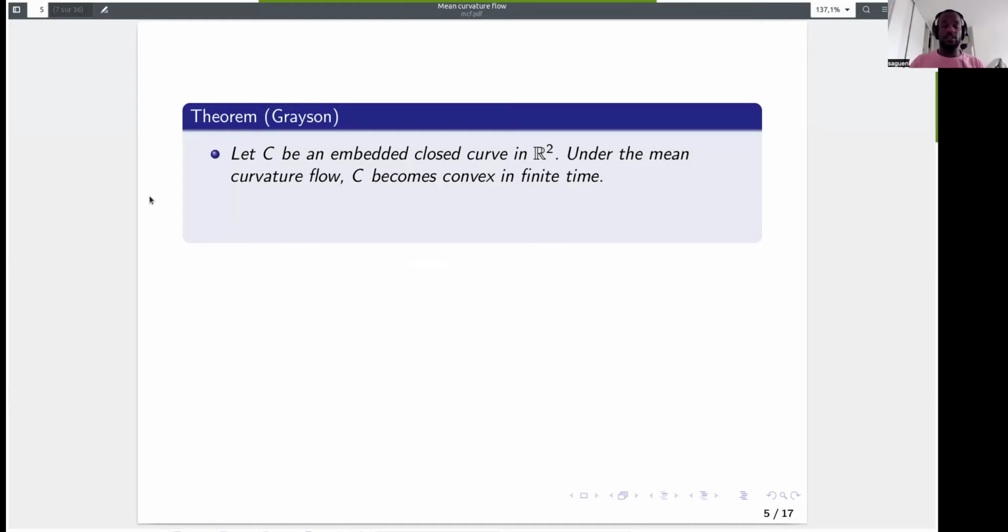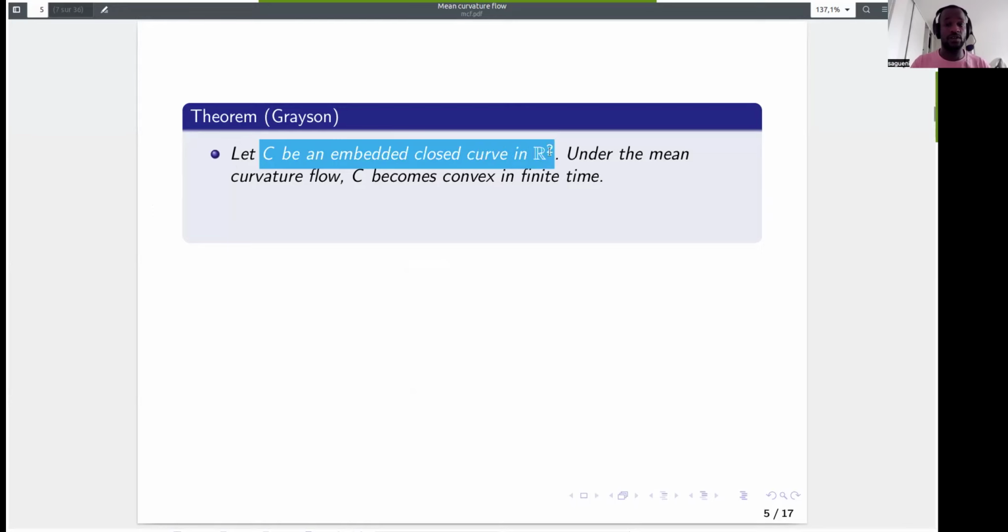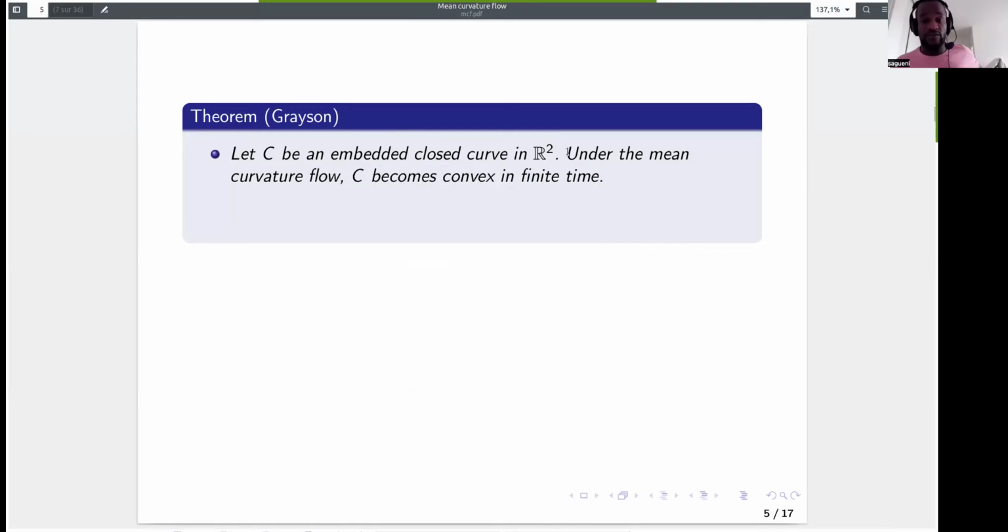I showed some curves that are very, very bad, not convex, and then they become convex. There is a theorem that states and proves this, by Grayson. If you start with an embedded closed curve in R2 under the mean curvature flow, this curve becomes convex in finite time. This is a first property of the mean curvature flow.